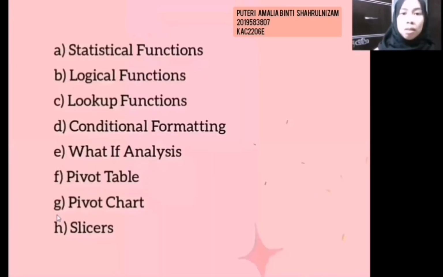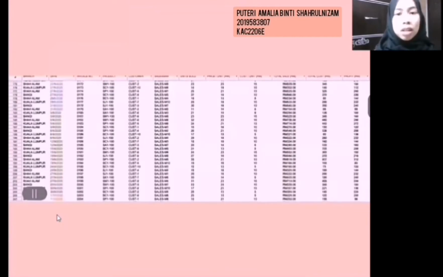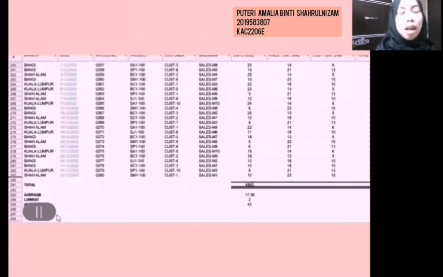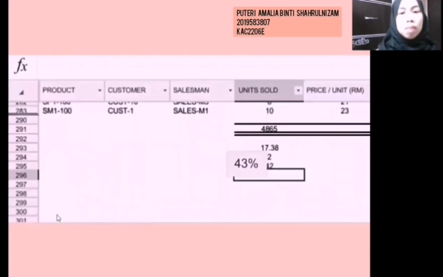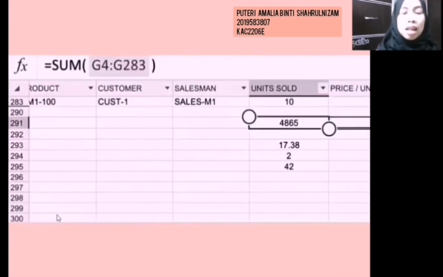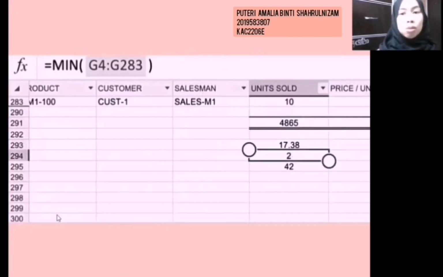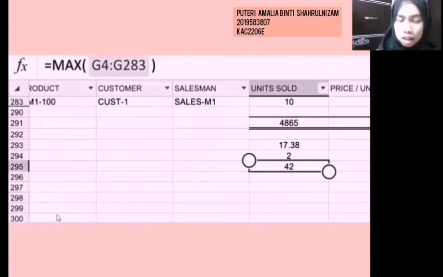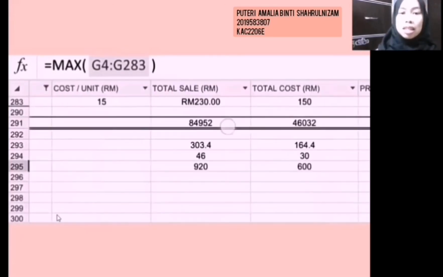Throughout our Excel, we have included all the functions that are required. Firstly, statistical function. For statistical function, we have used the function average, mean, and also max. We use the average, mean, and also max to see the average, lowest, and also highest of the units sold, total sales, total cost, and also profit. All these functions can be found in the sales transaction.